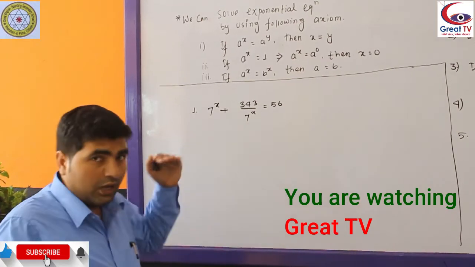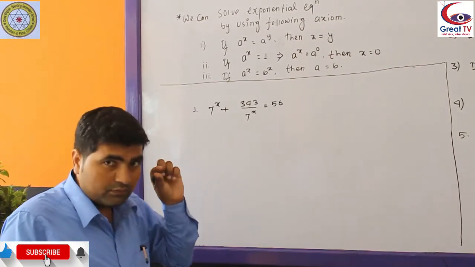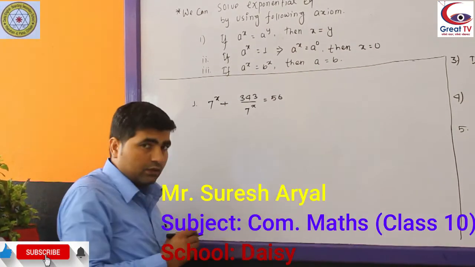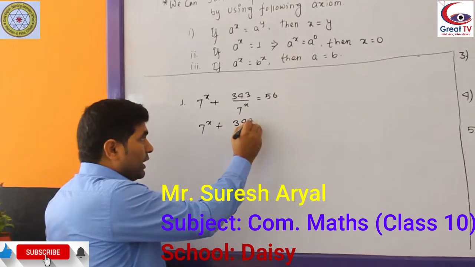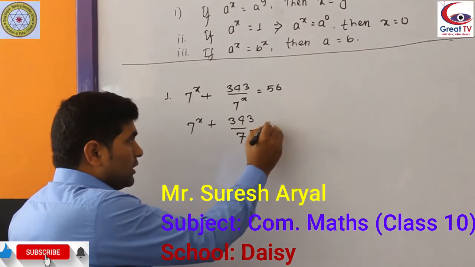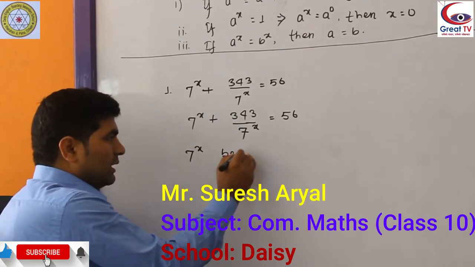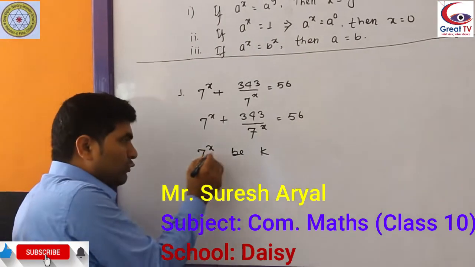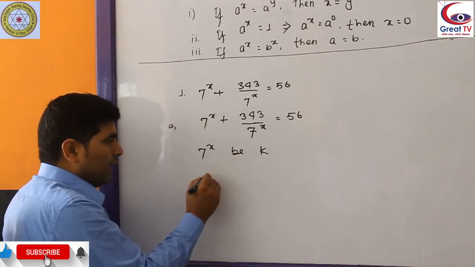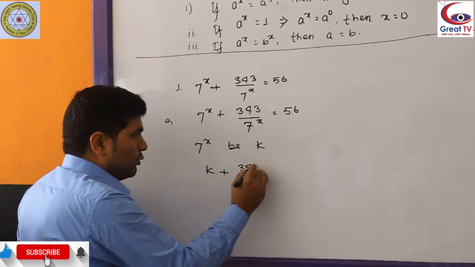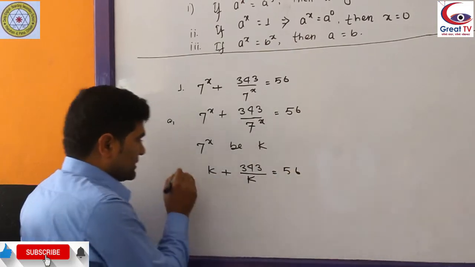So by using the laws of indices and the axioms of the exponential equation, we can solve this numerical. 7 power x plus 343 divided by 7 power x equal to 56. First, we can let 7 power x be k. Now put the value of 7 power x equal to k. Now k plus 343 divided by k equal to 56.